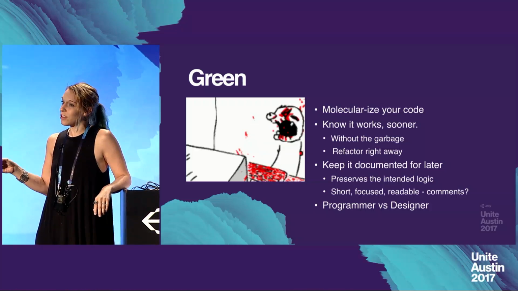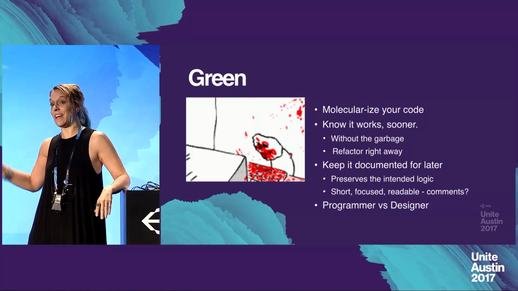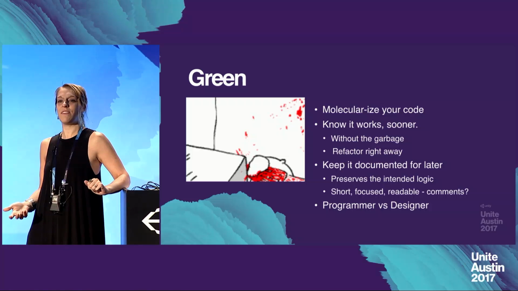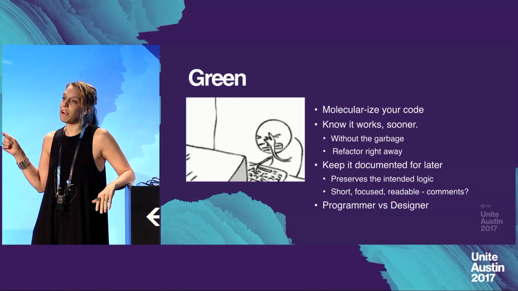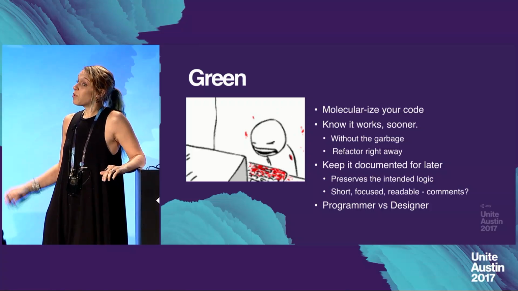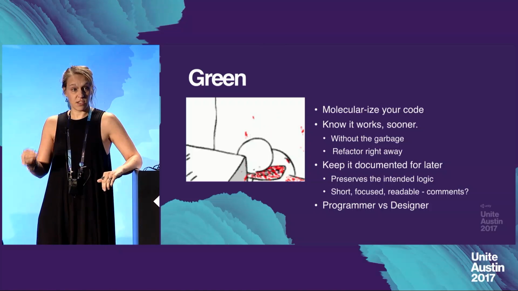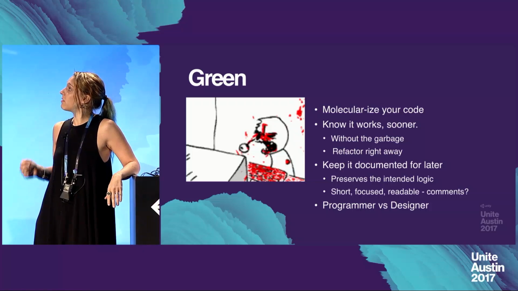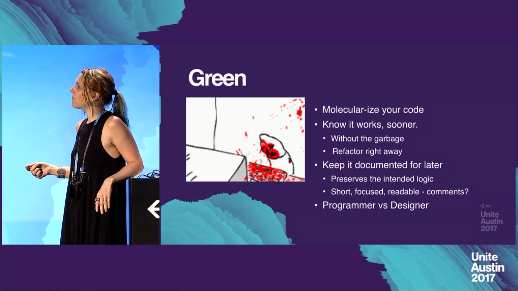You know it works sooner, so you didn't spend an entire day writing and then go to commit and be like, none of this works, and I've spent all day and I don't remember the breadcrumb that I left for myself because I didn't comment my code. You're refactoring right away, right? It's that quick turnaround, red, green, refactor, and you keep iterating.